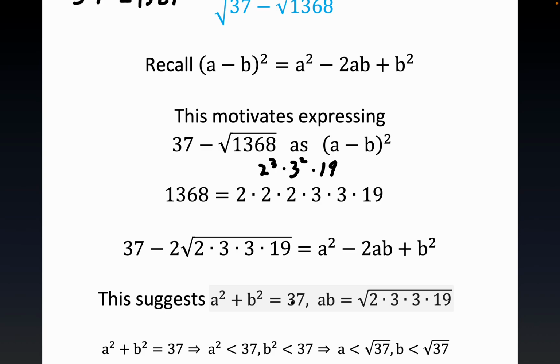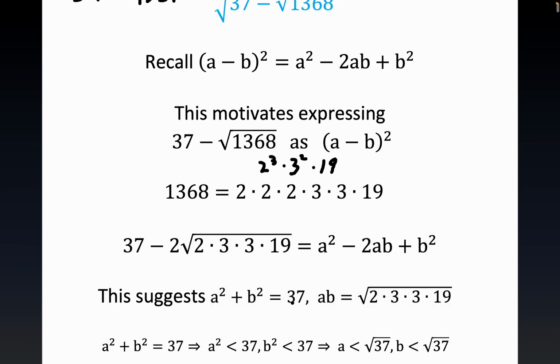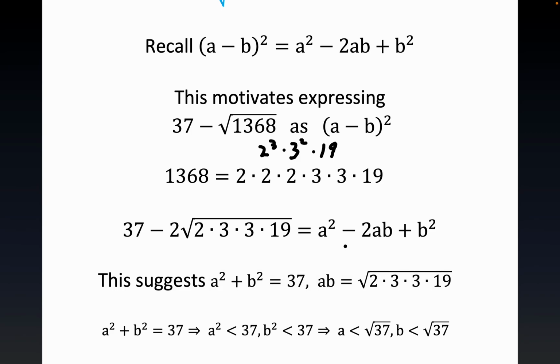Now, I don't know if this always really works. I think it only works if the radicand is a multiple of 4. But in any event, it does work in this case. And also, we equate right here. You see, you have a minus 2 here and a minus 2 right here. So it's just dead obvious that you would equate the product AB to the square root of 2 times 3 times 3 times 19. See how we're not even working with the number itself, we're just working with the prime factorization.